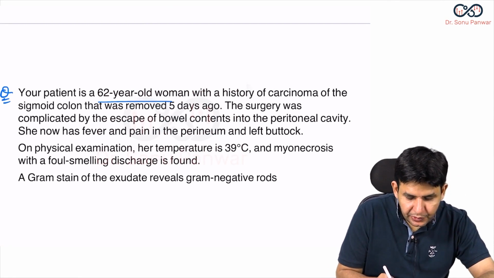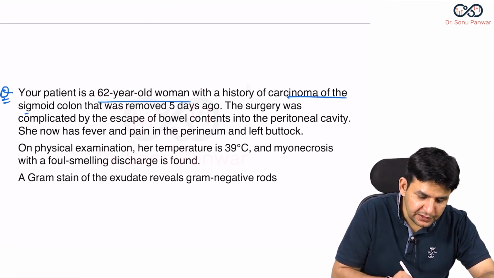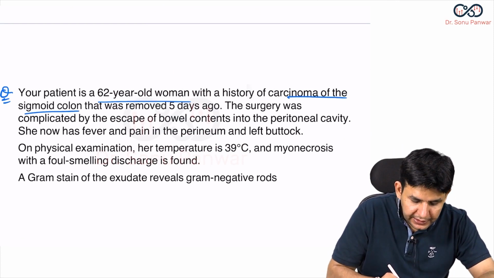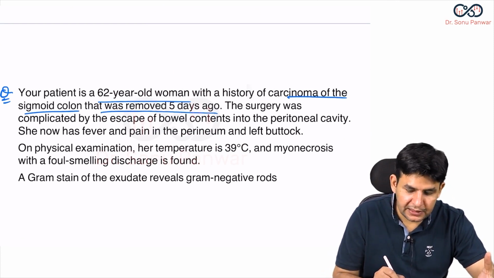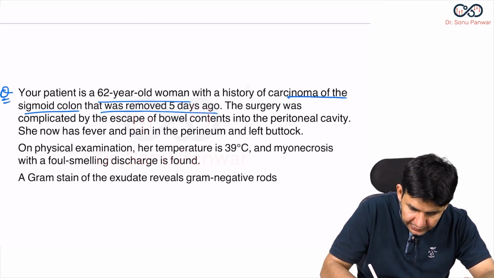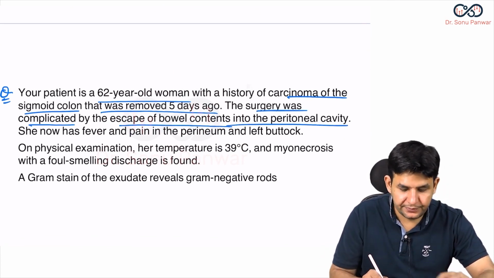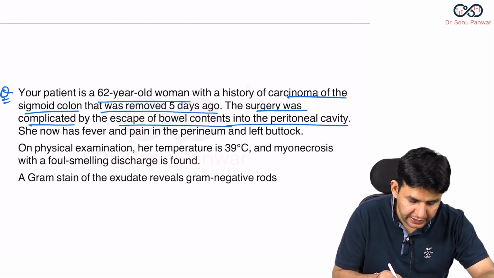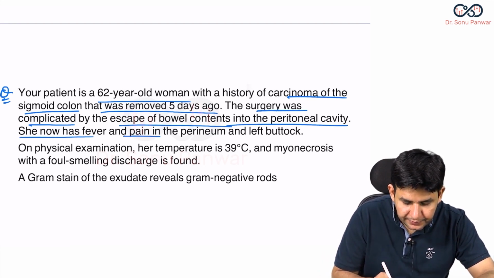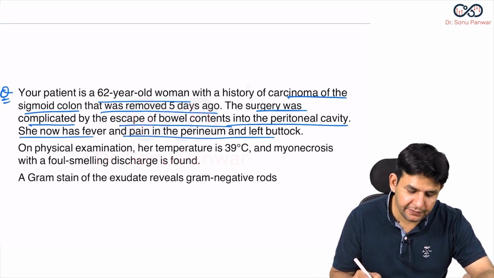Your patient is a 62-year-old woman with a history of carcinoma of the sigmoid colon. That particular carcinomatous growth was removed 5 days ago. The surgery was complicated by the escape of bowel contents into the peritoneal cavity. There was a leak into the peritoneal cavity. She now has fever and pain in the perineum and in the left buttock.